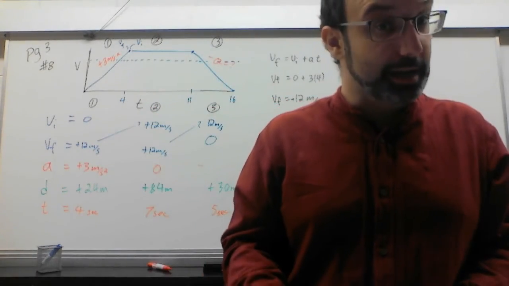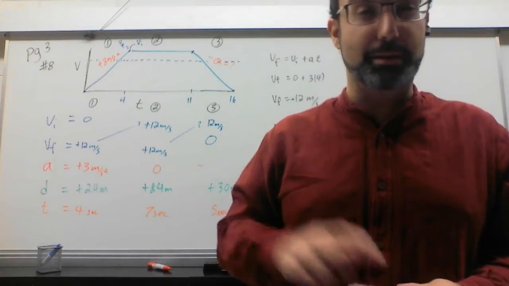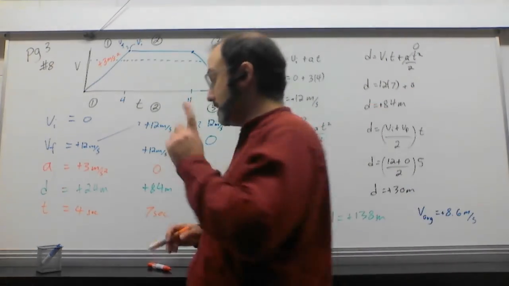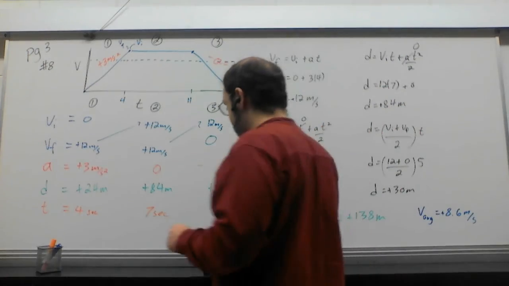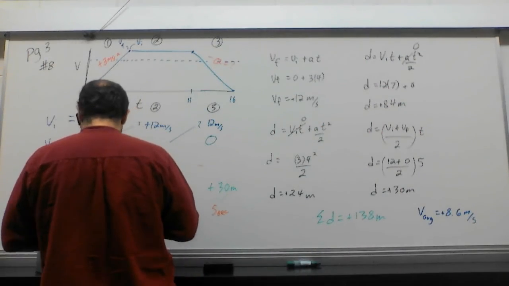Now, number 9 is basically the same idea, but they change which numbers they give you, which means that you're going to have to be careful. But the approach is the same. There's still 3 different sections. You still have to break it down.